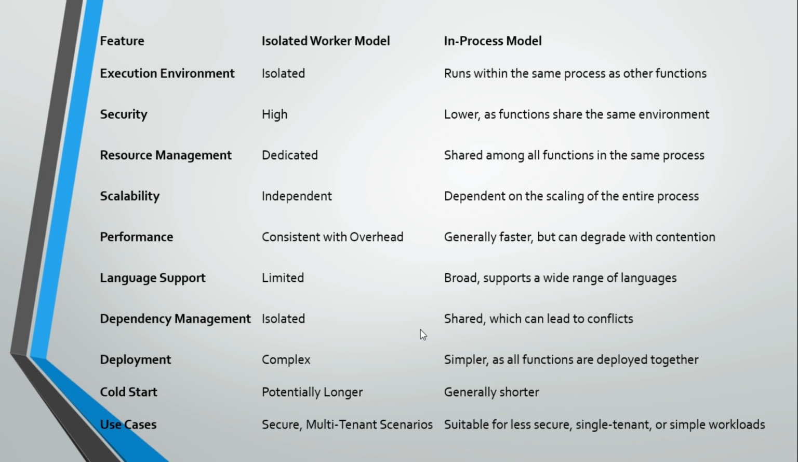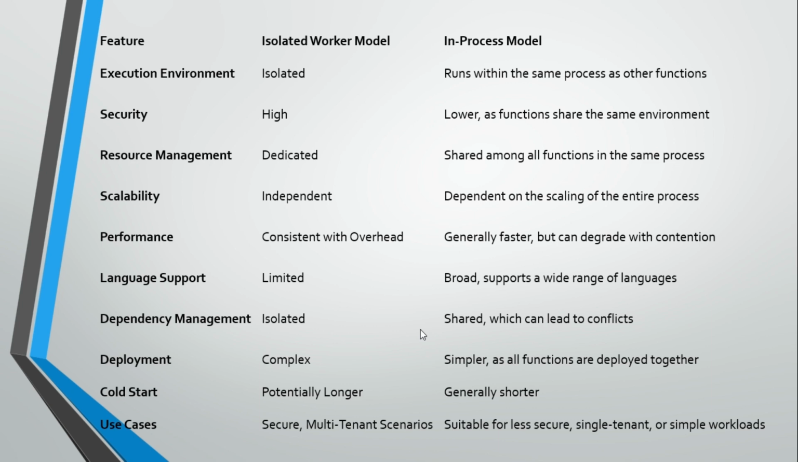For isolated, you need to have a dedicated resource for each function. Here you can have resources shared among all the functions in the same process. Scalability: in isolated, you can scale independently, but here you cannot scale an individual function. You have to scale all the functions running under that process. Performance: consistent and with overhead for isolated; in-process is generally faster, but it can degrade with contention.